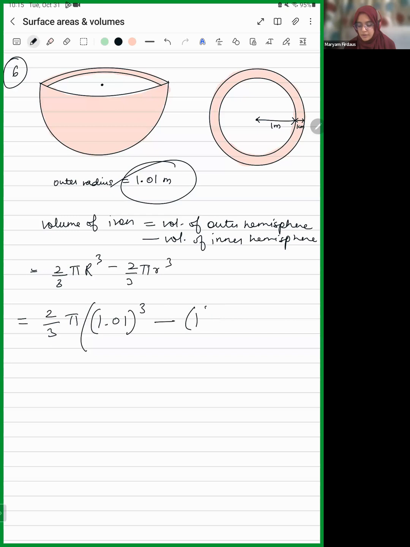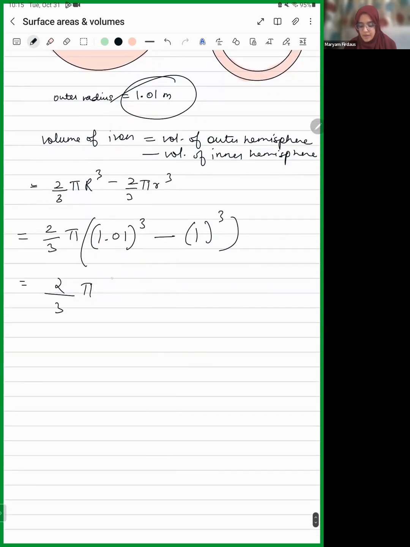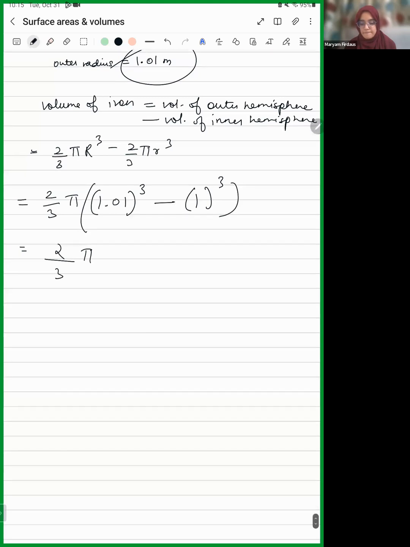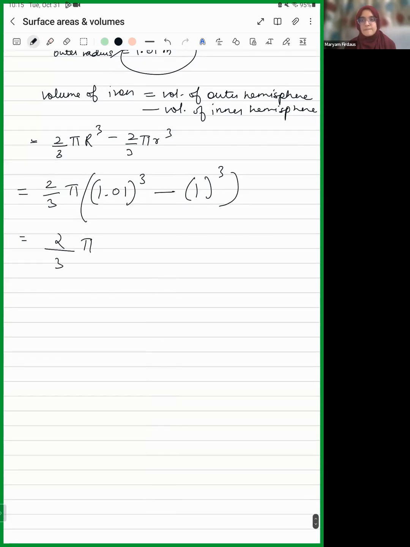So 1 cube. Then 2 by 3 pi, and we're going to put the value of pi after a while. This becomes 1.01 whole cube minus 1, because 1 cube is again 1 itself. So, we can use that formula over here: a cube minus b cube. What is a cube minus b cube? Come on, it's not that long ago that we did this.